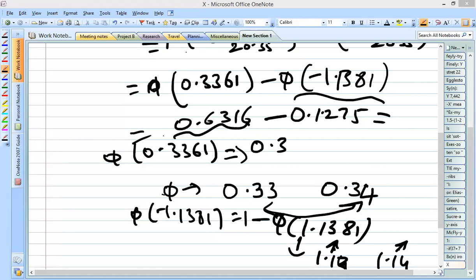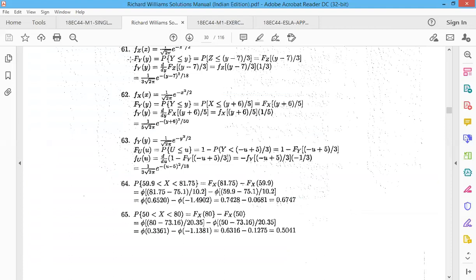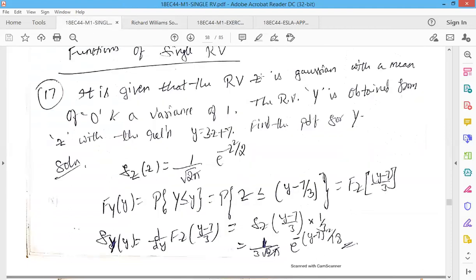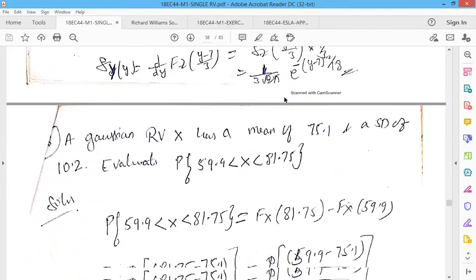The answer is 0.5041. Note down the answer. You just use the interpolation method. If you are not able to get the answer, I'll solve the interpolation method and post it in your group. So the final answer is 0.5041. Here we'll go with the next problems. I'll just take the PDF whatever I have here, and from this I'll try to solve the remaining problems.